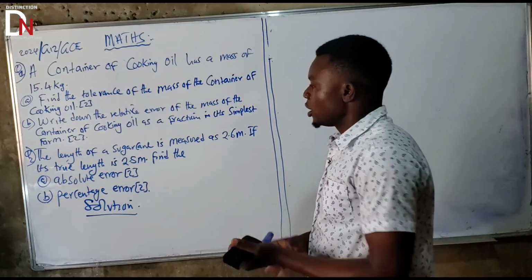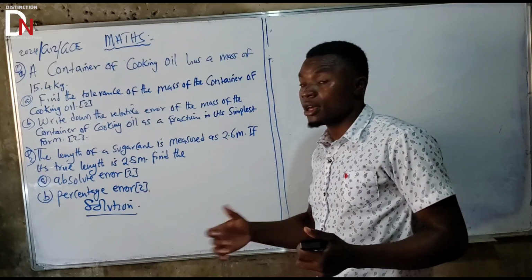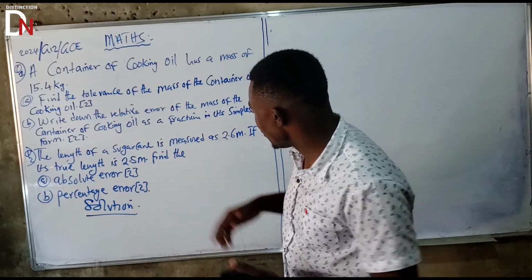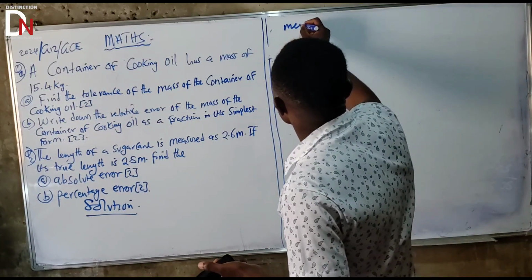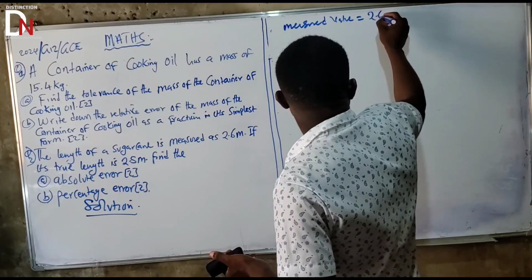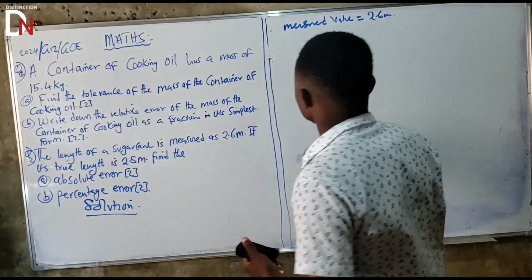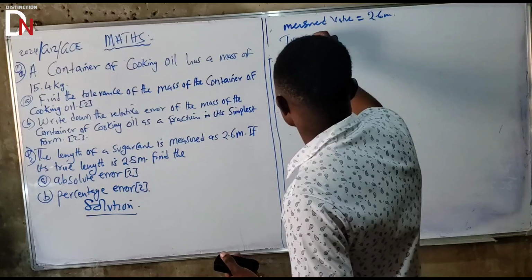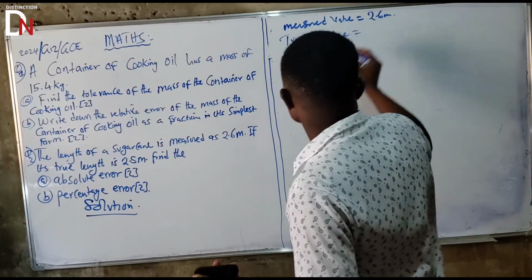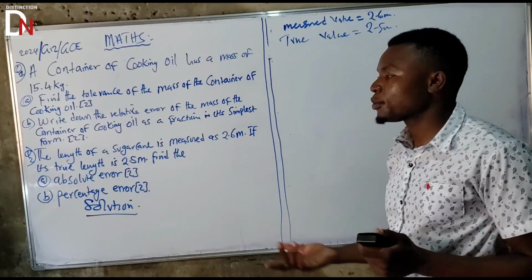So now, how do you find the absolute error? Looking at this case, we have two values. There is a measured value, which is basically 2.6 meters, like that. And we have the true length or true value, doesn't matter, which is 2.5 meters. And I want to find the absolute error.